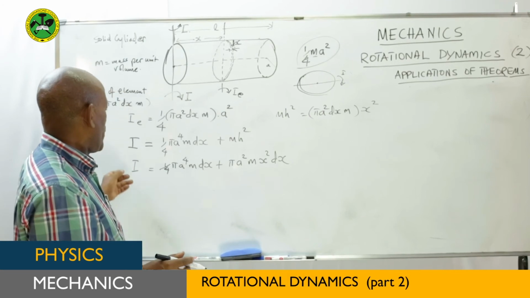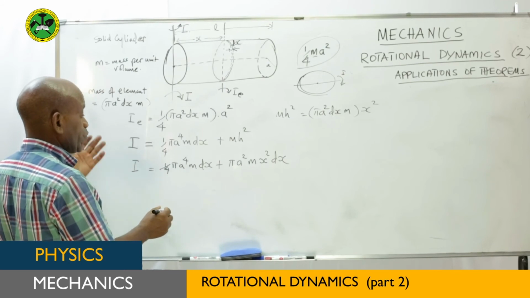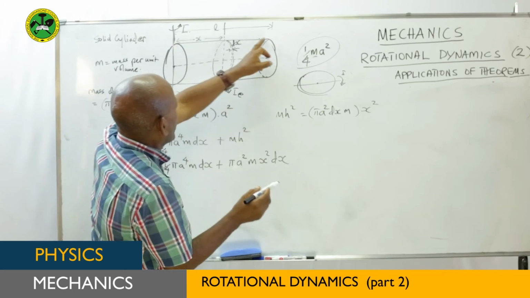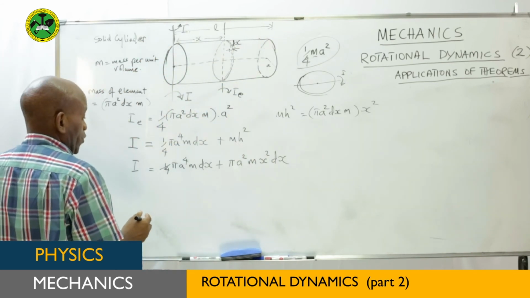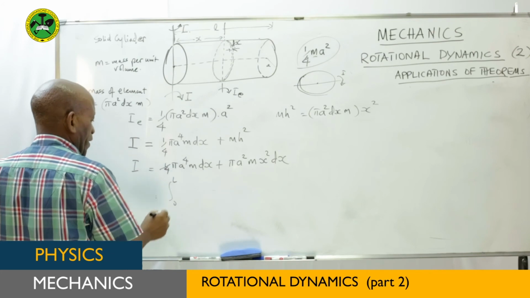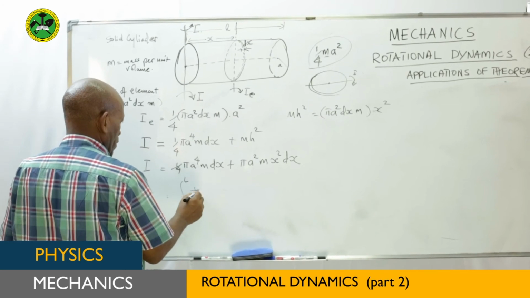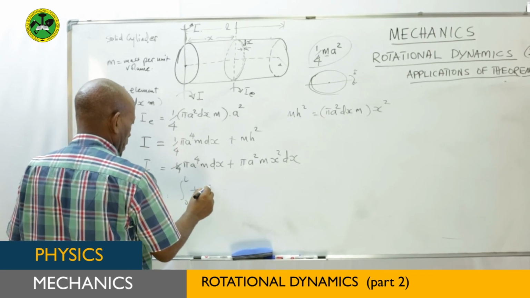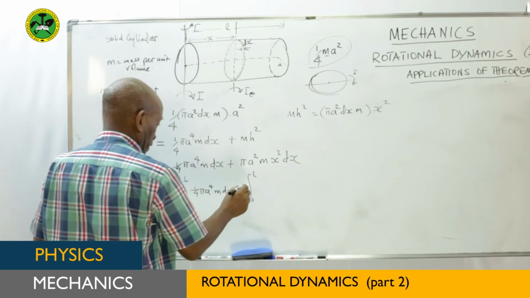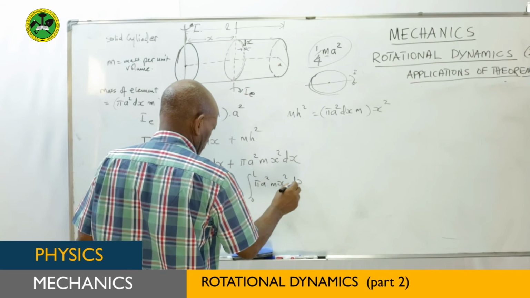Okay, now, having obtained the moment of inertia I, we are going to do some integration so that we can obtain the moment of inertia of all elements from 0 to L, L being the total length of our solid cylinder. So we need to integrate from 0 to L of 1 over 4 pi a power 4 m dx, and also from 0 to L of pi a squared m x squared dx.